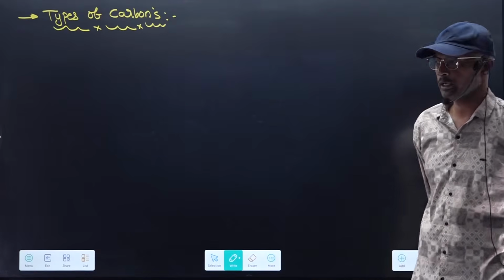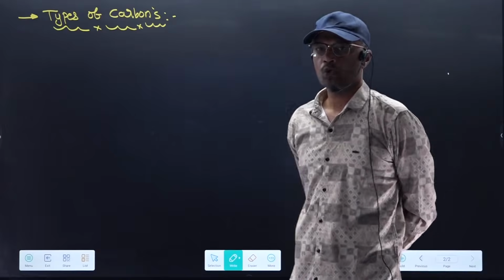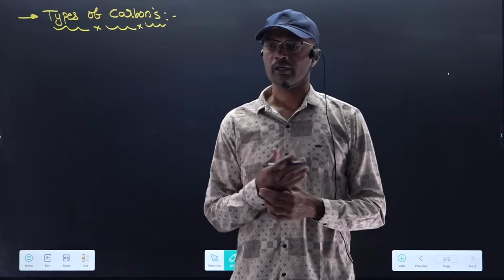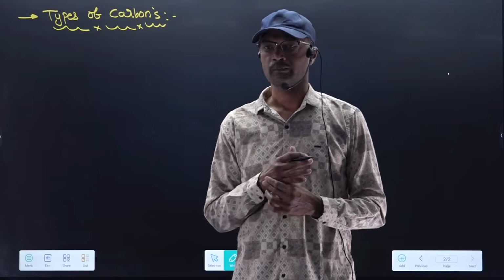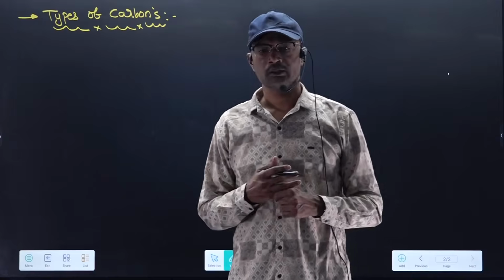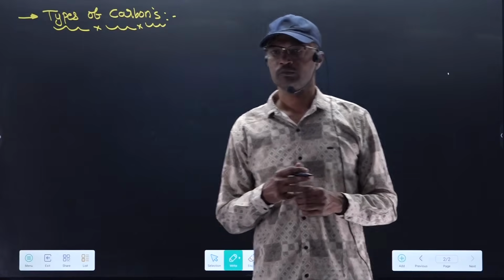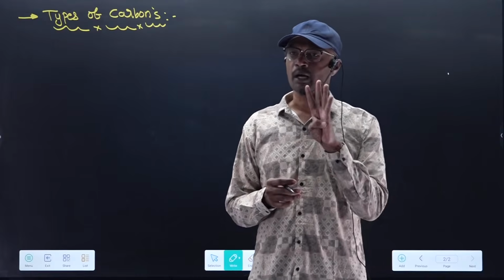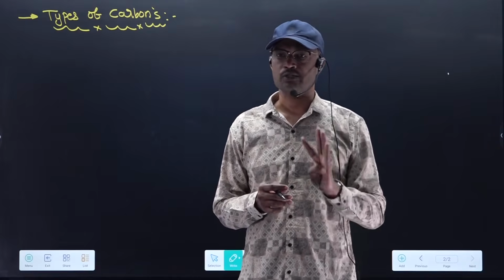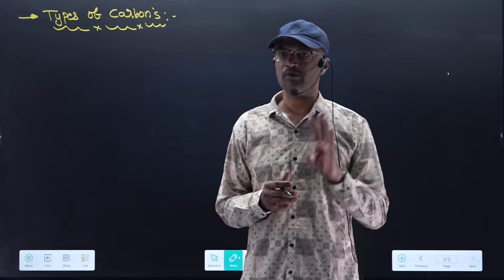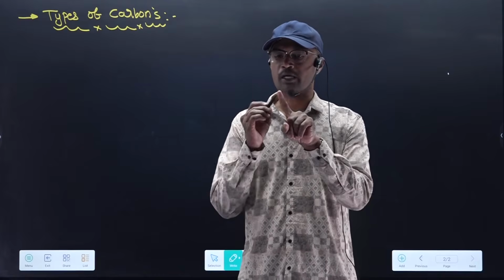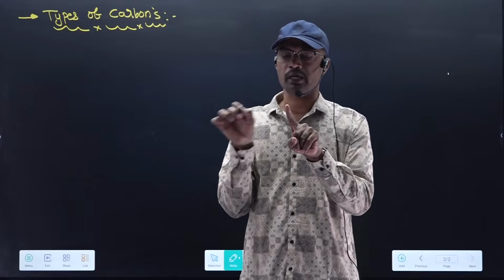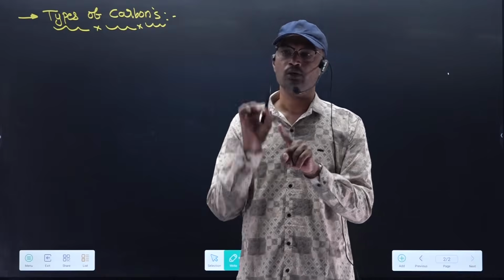Types of carbons. How many types of carbons are present? Total 5 types of carbons are present: super primary, primary, secondary, tertiary and quaternary. What is super primary? What is the valence of carbon? Valence of carbon is 4. So when carbon attaches to 4 hydrogens, that is called super primary. No other carbon will be attached. If carbon attaches to one other carbon, primary. If carbon attaches to 2 other carbons, secondary. 3 other, tertiary, 4 other, quaternary.